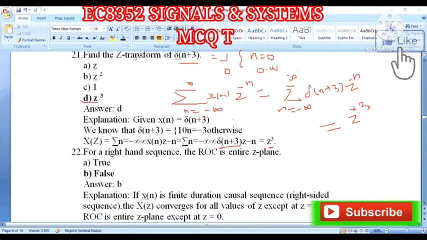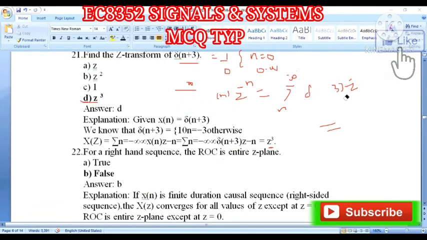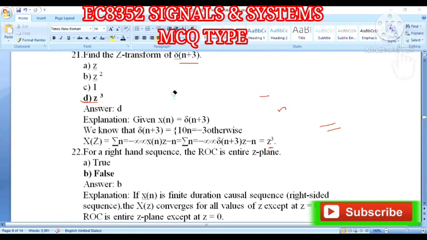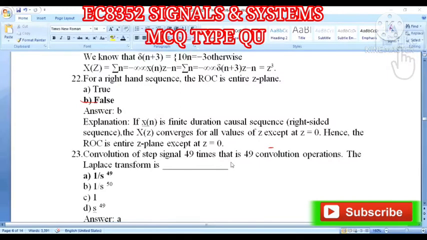Okay, so next question: for a right-handed signal sequence, the ROC is the entire Z plane. Option A true, option B false. So this is a true or false statement question. They are asking whether for right-handed signals the ROC is the entire Z plane. Of course, it is false only.